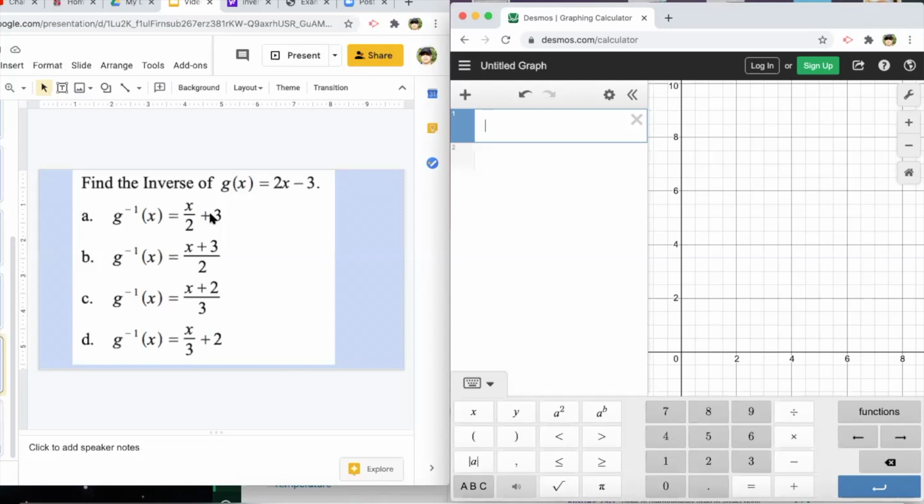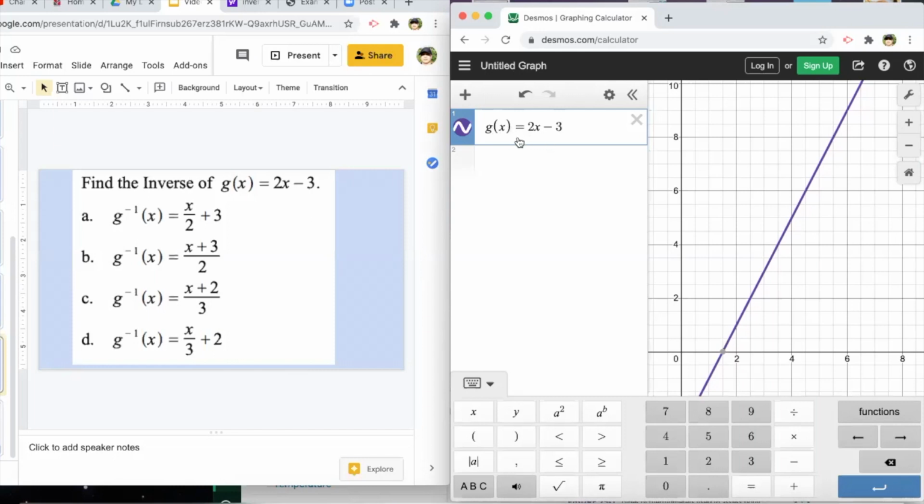How do you find the inverse of a function when the function is stated in an equation form? Just like in this example. Find the inverse of g of x equals 2x minus 3. So the first thing to do is write this equation in the Desmos. That would be g of x equals 2x minus 3.